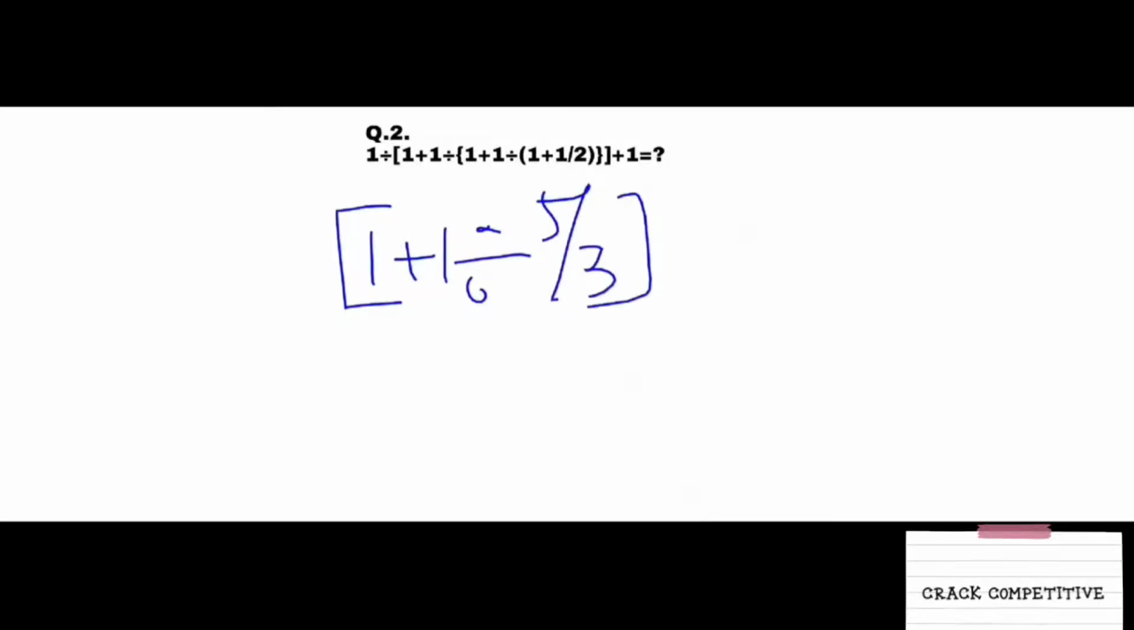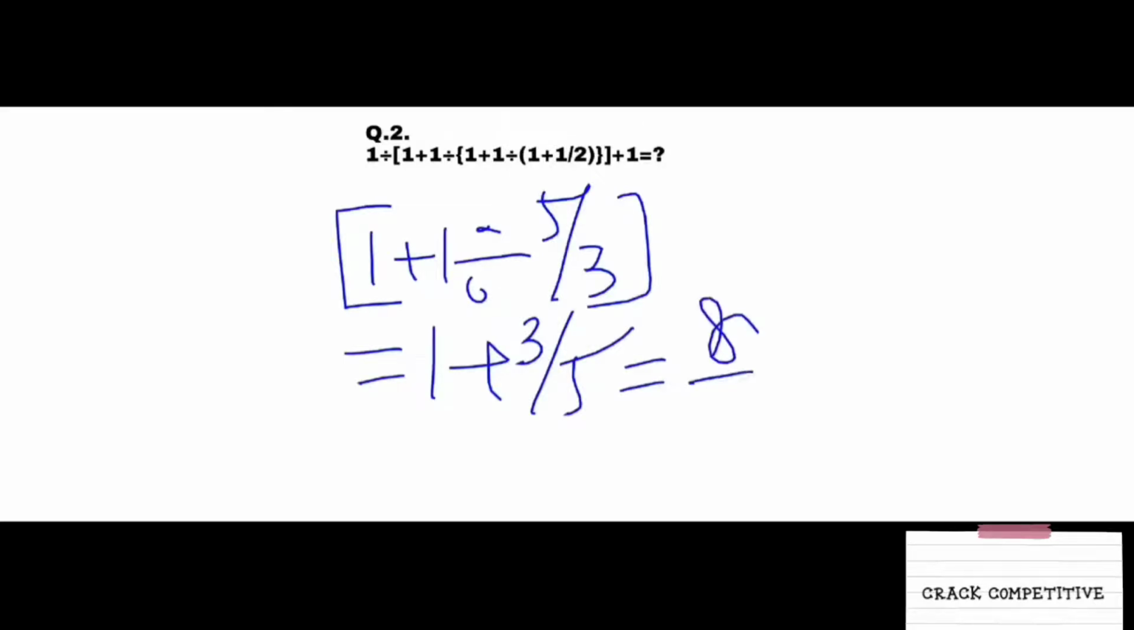So come to this part. In the third bracket it is 1 plus 1 divided by 5 by 3, right? Which is 3 by 5, 1 divided by 5 upon 3. So 3 by 5, 1 plus 3 by 5. What does that mean? 8 by 5.